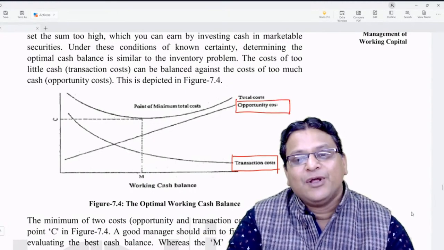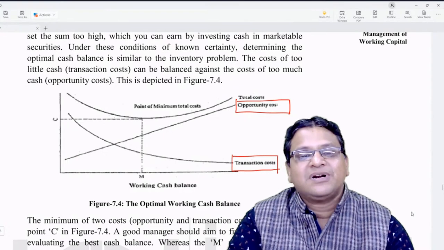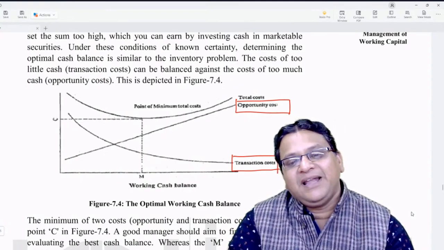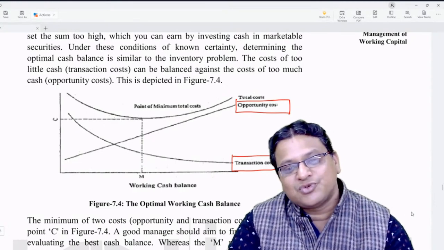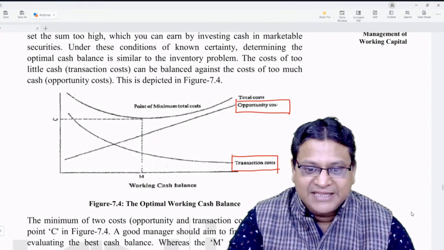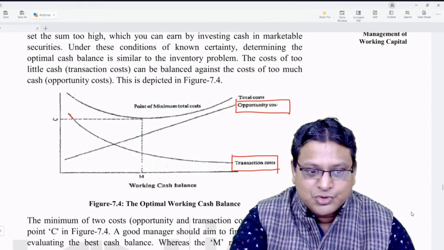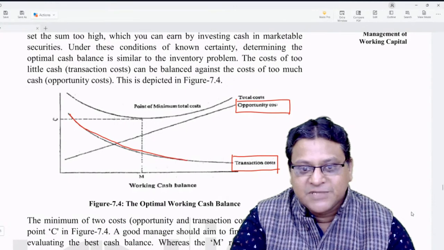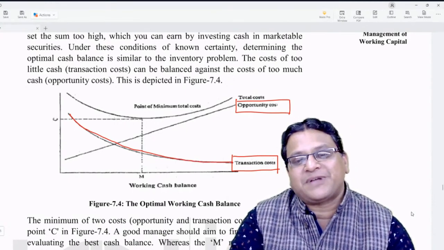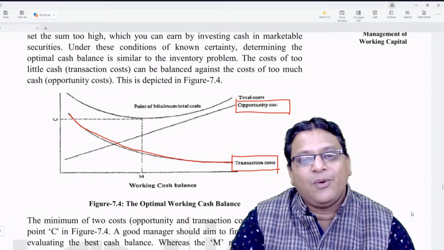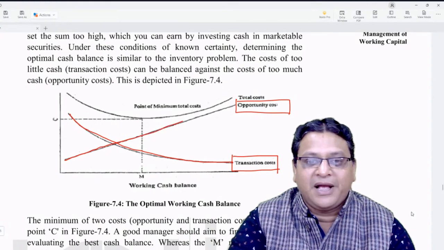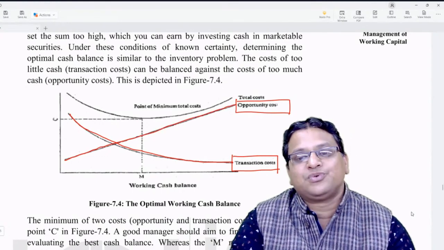If you maintain a low level of cash, your transaction cost will be more. If you maintain a high level of cash, your transaction cost will be low. So the transaction cost curve is like this. The transaction cost curve slopes downward. And if you maintain a low level of cash, your opportunity cost will be low. And if you maintain a higher level of cash, your opportunity cost will be high. So this is the opportunity cost.